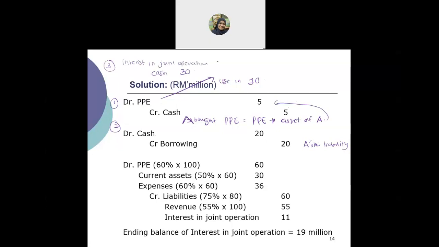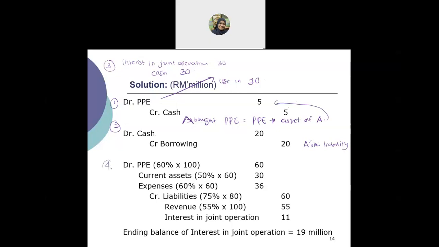Here it said that you brought cash. Maybe you use your own cash, another 20, because you have cash from borrowing 20. Maybe you have to add another 10 from your cash. Then you're going to use that for the joint operations. So you're going to debit your interest in joint operations and then credit cash. Interest in joint operations here means your investment in your joint operation. That one will be the third journal entry.